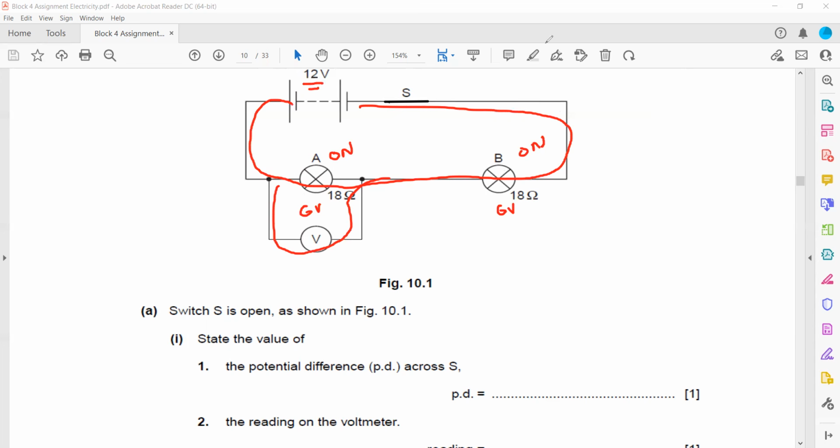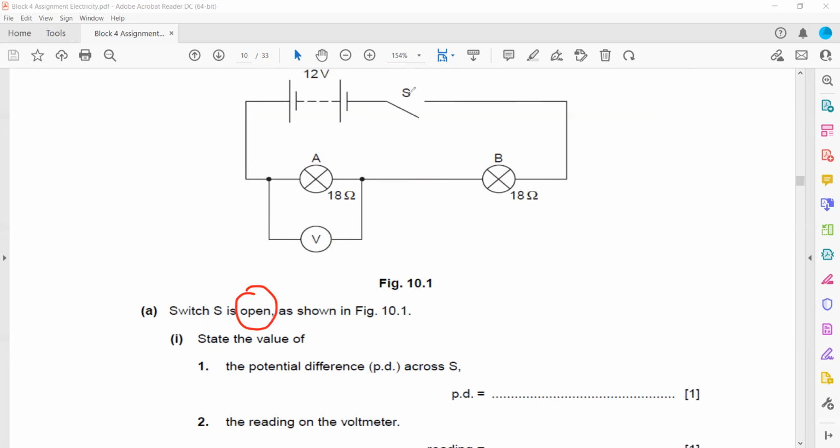So the first part, when they ask when the switch is open, if the switch is open, the lamps are off. So when the lamps are off, what is the voltage across the lamp? 0. So all the voltage is actually across the open switch. So this is 12 volt and this one is 0. The voltmeter reading.